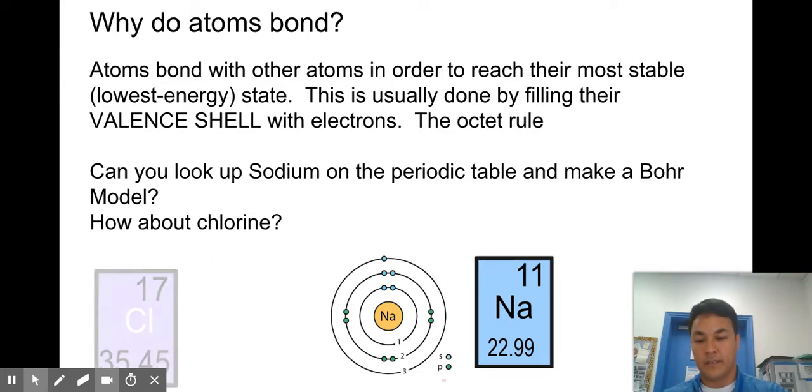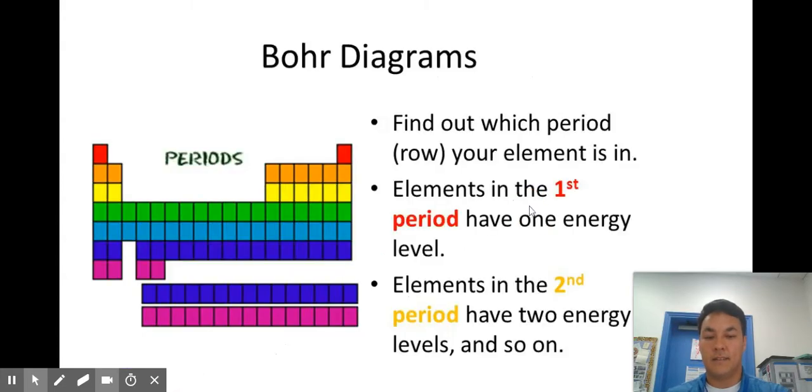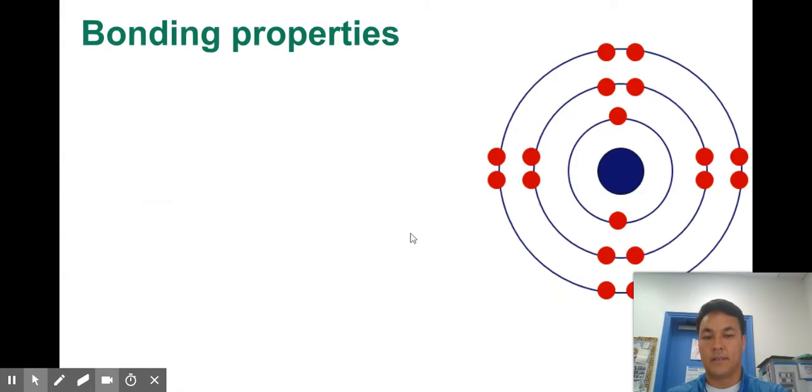Let's look at chlorine. Chlorine is 17. It's still in the 3rd period. So it's going to have 2, and then 8, and then 7 on that 3rd level. 2 plus 8 plus 7 is equal to 17, right? 10 plus 7 is 17. So look, this is kind of a match made in heaven. And that's what I just told you about the periods.